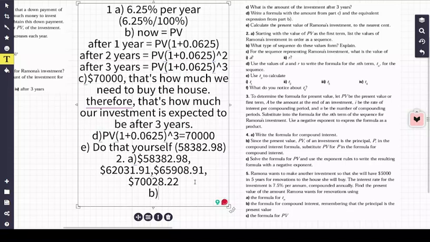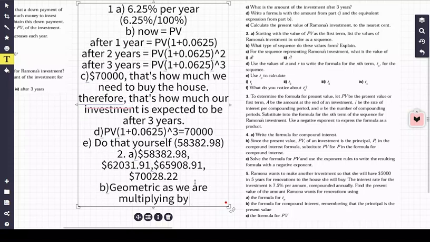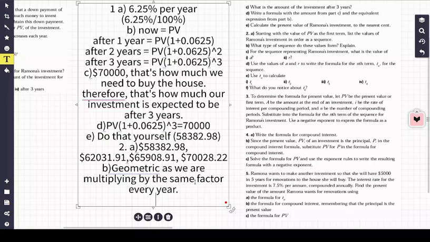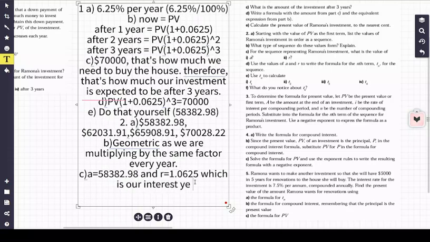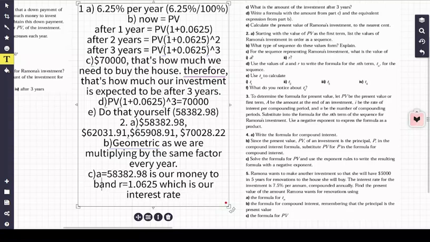What type of sequence do these obviously form? Geometric, because we are multiplying by the same factor every year. For the sequence representing this environment, what is A? Our initial value. What is R? So A is equal to 5832.98, and R equals 1.0625, which is our interest rate. Interest rate is our money to begin with.